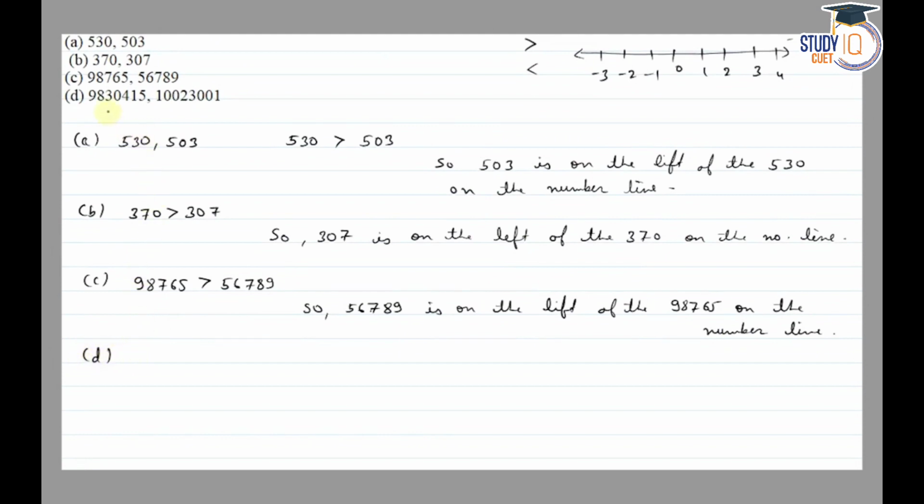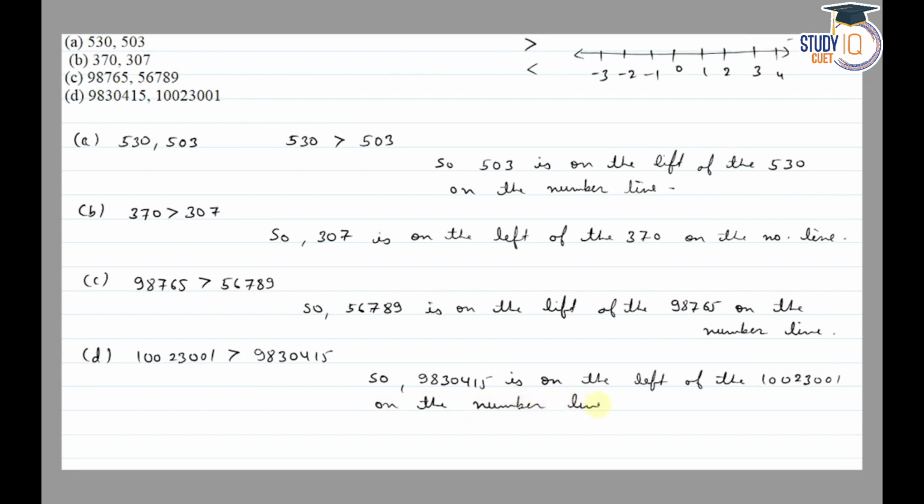Next, in D part we are given 98,30,415 and here we are given 1,23,001. So obviously 98 lakh is less than 1 crore, which means 1 crore is greater than 98 lakh. So here we will have 1 crore 23,001 is greater than 98,30,415. So 98,30,415 is on the left of the 1,23,001 on the number line. Thank you.